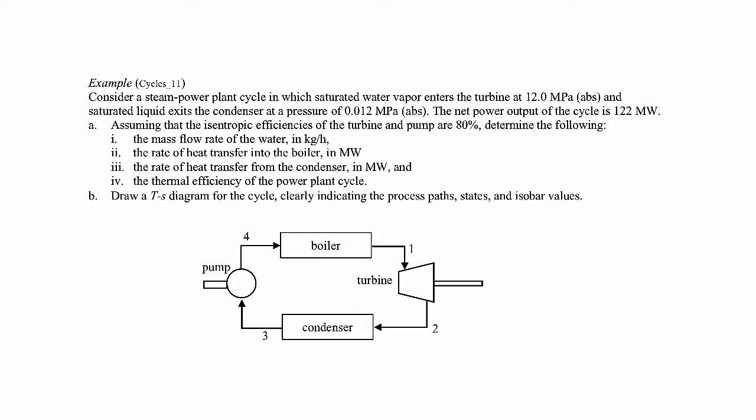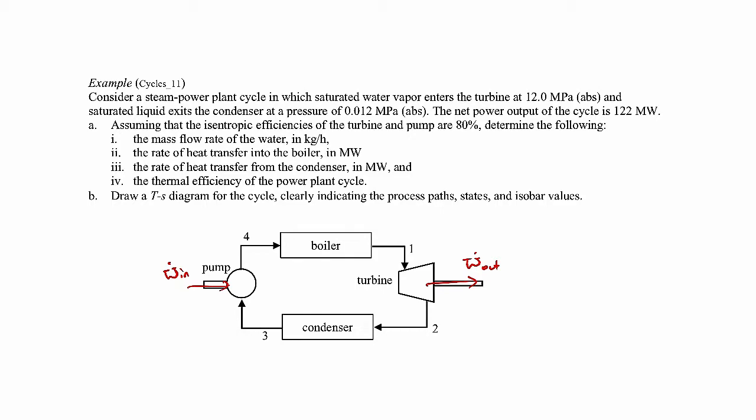We're told the net power output of the cycle. That's going to be the power coming out of the turbine, just draw that W dot out, minus the power going into the pump, W dot in. And we're told that the isentropic efficiencies of the turbine and the pump are 80%, and we're asked to find a number of things here. And then lastly, we're asked to draw a TS diagram for the cycle.